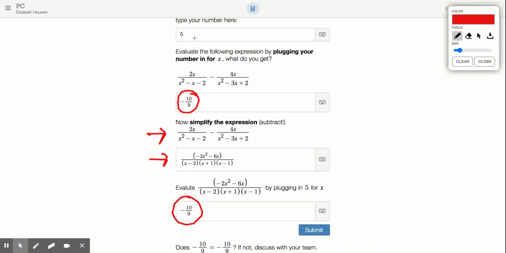Hopefully everybody in your team picks a different number, and then maybe you'll be even more convinced you did the problem correctly because you'll have solutions for a couple different values of the variable.